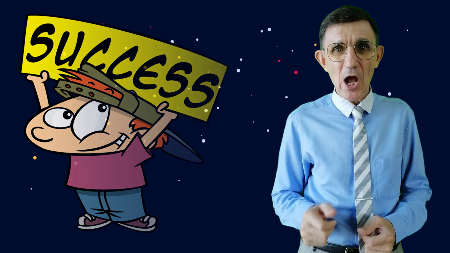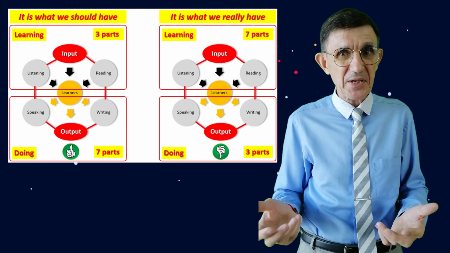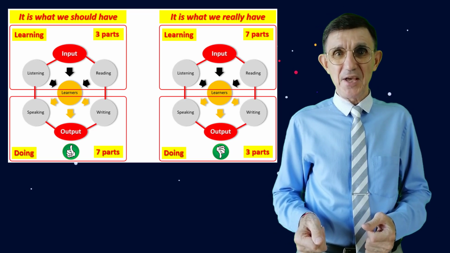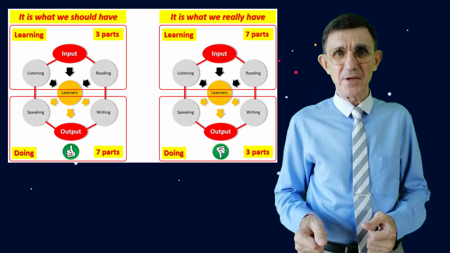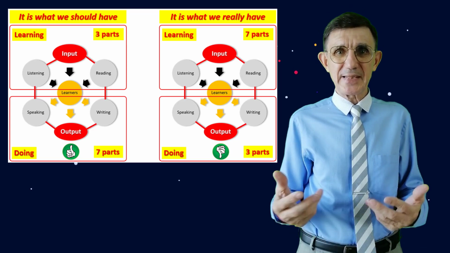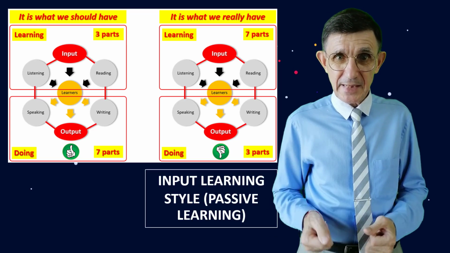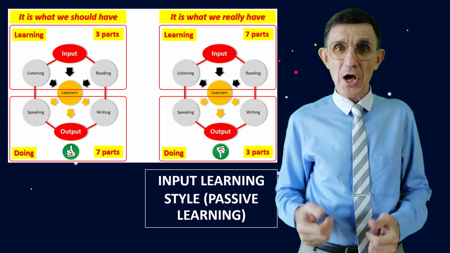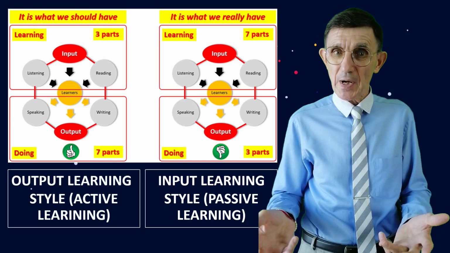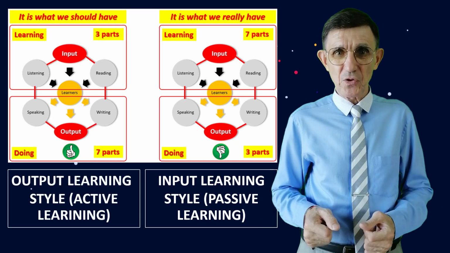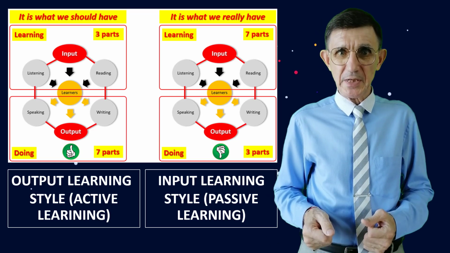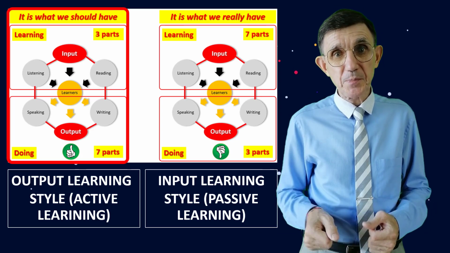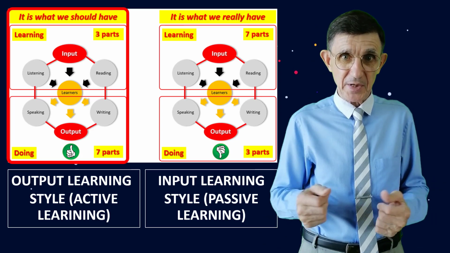The main reason why most English learners can't speak English after many years of learning is the lack of speaking practice. Let's have a look at this slide. We can see that there are two learning styles. Input learning style: you just listen, read, and repeat after a teacher. Output learning style: you write and speak. For successful learning, there should be 3 input units and 7 output ones. It means that for successful learning, you should speak and write much more than listen and read.